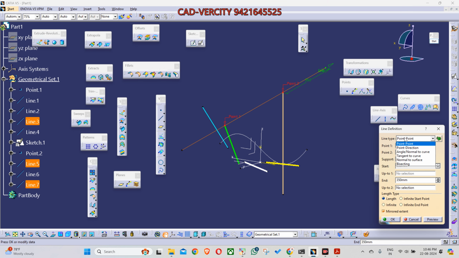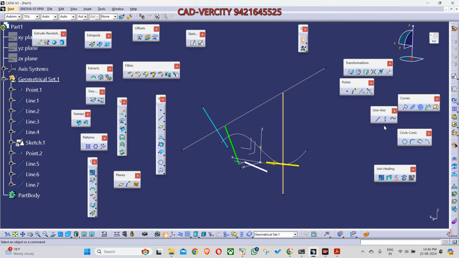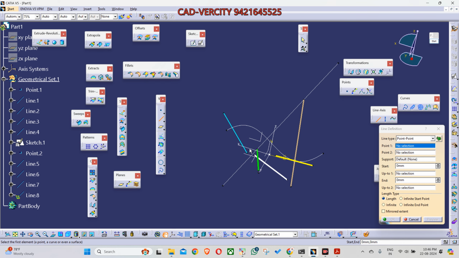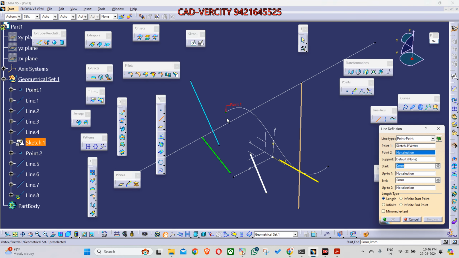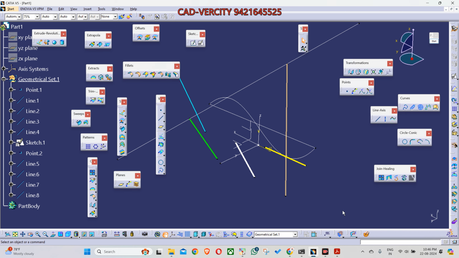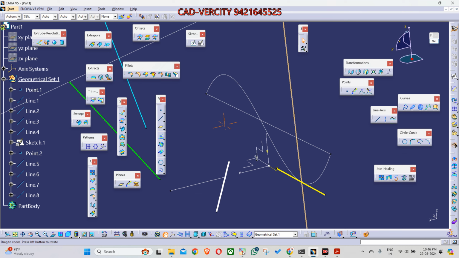Shall we move to normal to surface, or let's try point to point once again? Okay, again line, point to point. I want one line passing through this end of the spline, and the second point is this one. Got it? Simple. You can pull it, or otherwise you can keep it 0 0. No issue. See, a line passing through both ends.